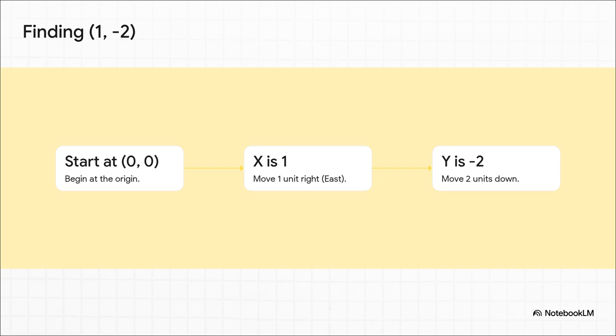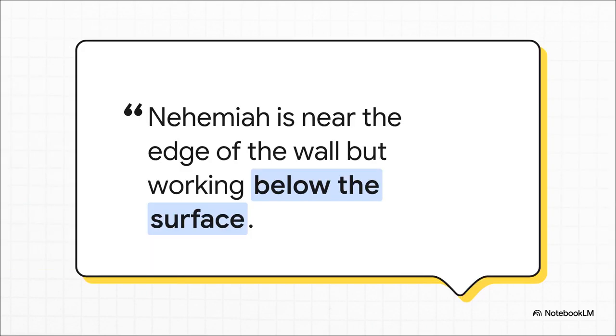But here's the cool part. What does that location actually mean? Well, according to the source, this isn't just a random spot. It tells a story. Being at 1, -2 means Nehemiah is right near the edge of a wall. But that -2, that's the key. It means he's below the surface. He's literally working underground, rebuilding from the foundation up.